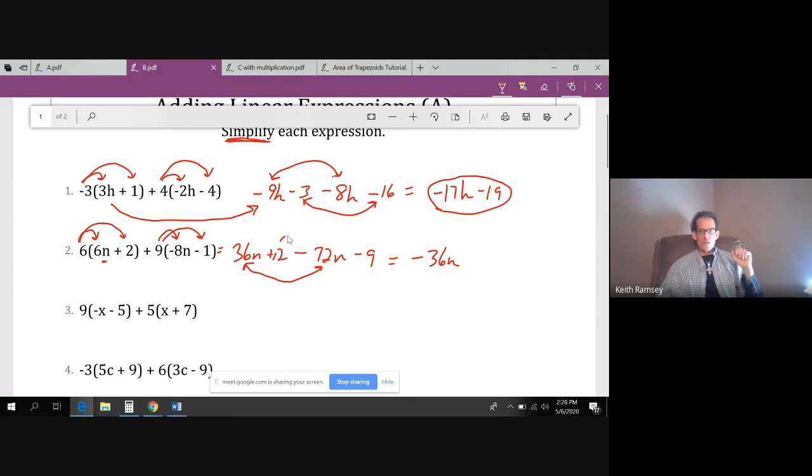And then I'm going to put 12 with negative 9 because they don't have a variable. So 12 minus 9 is simply 3. So I have negative 36 plus 3. That's your answer for number 2.